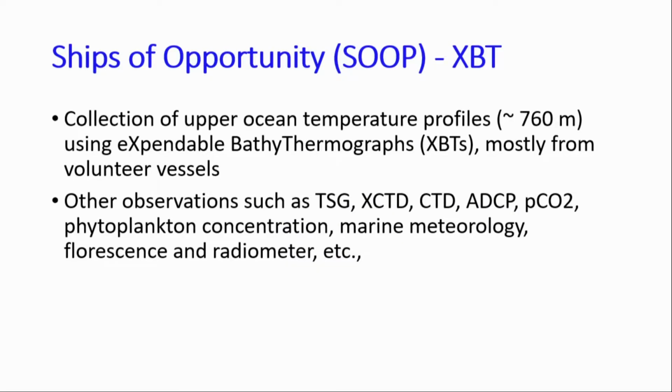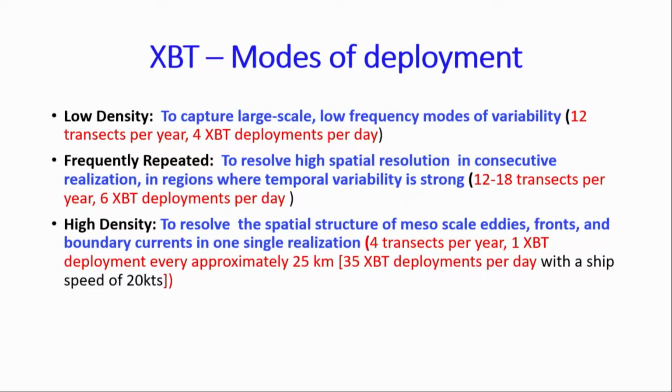The other platform is ships of opportunity. This is the same thing, also voluntary observing ships, but here we are trying to monitor the ocean. Along the ship route the temperature up to 700 meters is monitored by the XBT instrument. Unlike voluntary ships, here a technician has to sit on board the ship and continuously operate the XBT. The XBT has three possible modes of deployment.